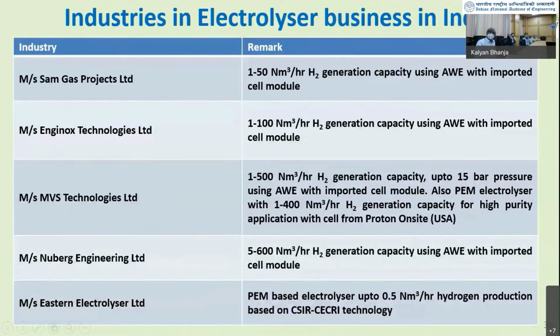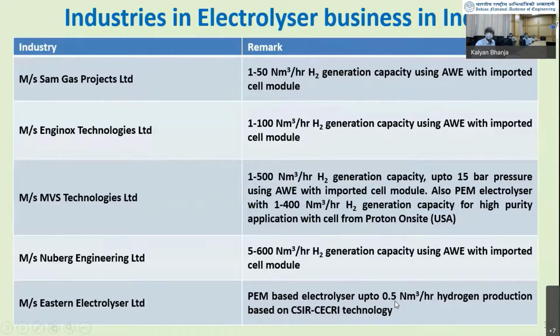If you see the industry, whatever is available today, most of them are selling electrolyzers with the alkaline water electrolysis process. Few are even going for the PEM based method. Out of these, the last one, Eastern Electrolyzer, they have taken the technology from CSIR, CECRI, and up to 0.5 Nm³ per hour is a PEM based electrolyzer. All the other electrolyzer cells, whatever capacity, up to 600 normal meter capacity is available, are made from imported electrolyzers. But this one is an indigenously developed electrolyzer, though they also use Nafion membrane.